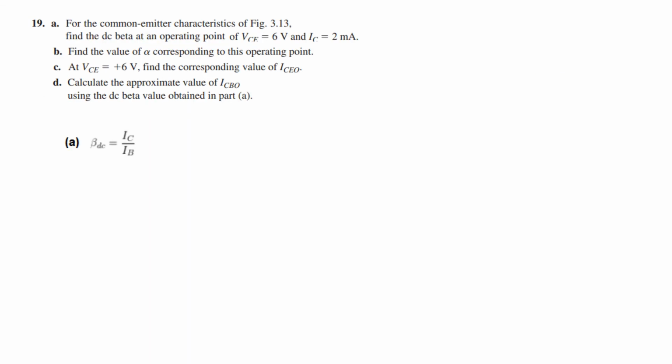Now let's solve a problem. For the common emitter characteristics of figure 3.13, find the DC beta at the operating point, then find the value of alpha, and at VCE of 6 volt find the corresponding ICEO, and calculate the approximate value of ICBO. So the first one, we have to find the DC beta. DC beta is IC over IB, and let's see the characteristics curve.